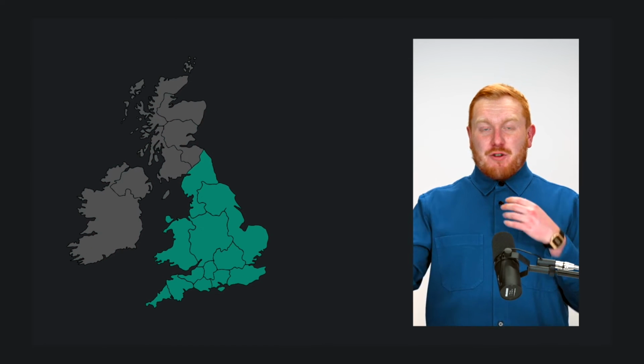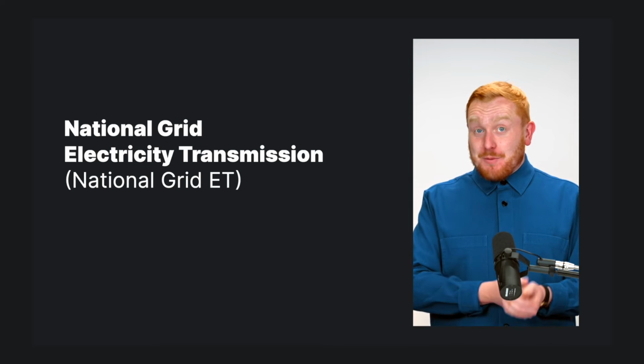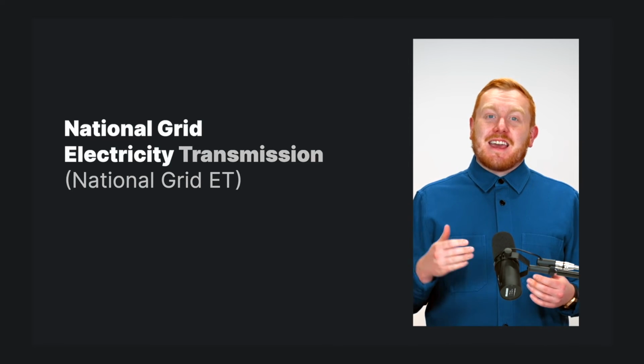But who looks after the physical infrastructure of the transmission network? Those wires and cables. In England and Wales, they're owned and looked after and maintained and improved upon by National Grid Electricity Transmission, or National Grid ET for short.